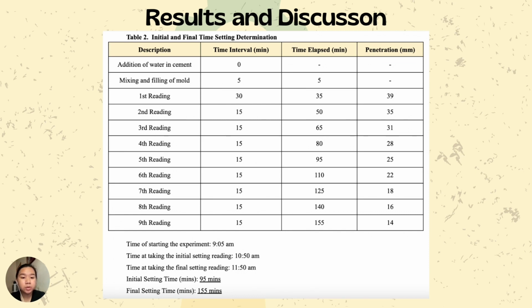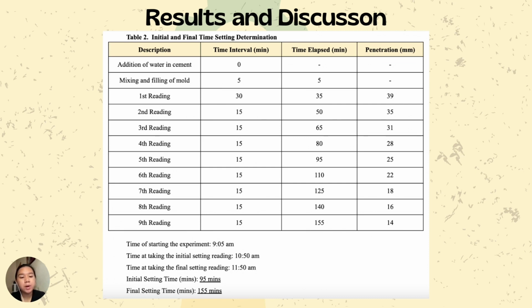For the second reading up to the 9th reading, it can be seen that the time interval is constant, which is 15 minutes, and this is in accordance with the reference standard that we have followed. Next, we have the time elapsed, which is 50, 65, 80, and so on. And also the penetration, 35, 31, 28 mm, and so on.